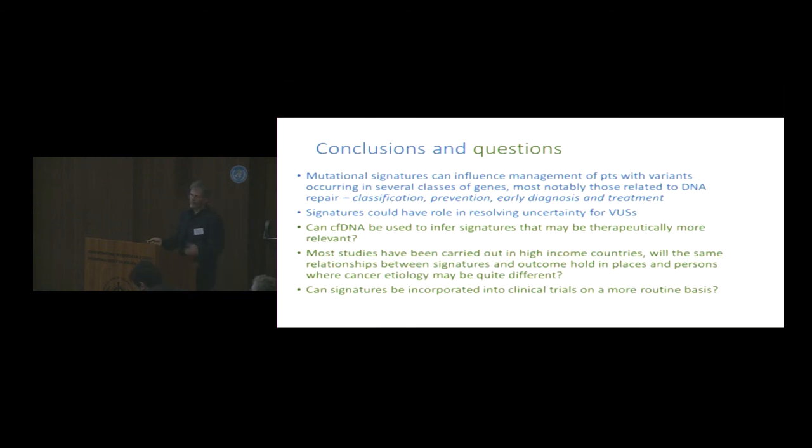So here are some questions that perhaps come out from this. Can we use circulating free DNA to infer signatures that may be therapeutically more relevant? What about in lower income or low to middle income countries? Obviously a question that's very, very pertinent to the whole Mutographs project. And coming back to Manel's point, can we incorporate signatures into clinical trials such that we can really test whether these approaches will actually work?